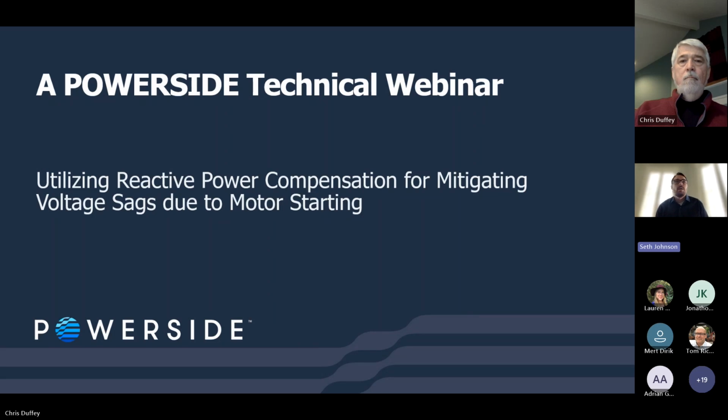It's a very big topic, but one of the things at Powerside that we are very good at is offering very detailed engineering services that allow us to correct for power quality issues that arise from various phenomena. So today we're going to be talking about motor starting, both with variable speed drives, soft starters, etc.